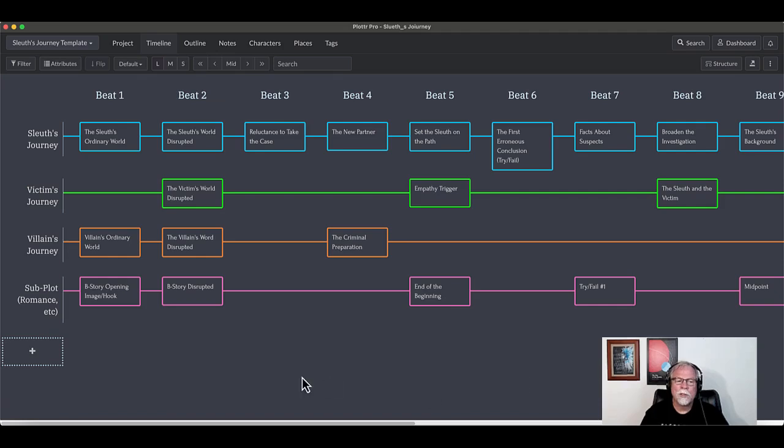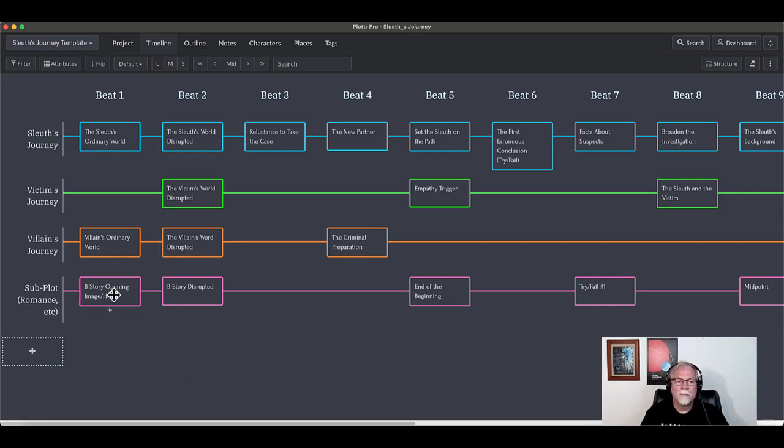Now, the other thing we're going to start with is the B story opening. A lot of times there's a romance that's included in a sleuth's journey. That's actually a really great way to add tension to your fiction, and romance also softens your genre. If you have a really dark and rugged mystery, sometimes that B story and that romance can make that just a little softer and more palatable for more readers.